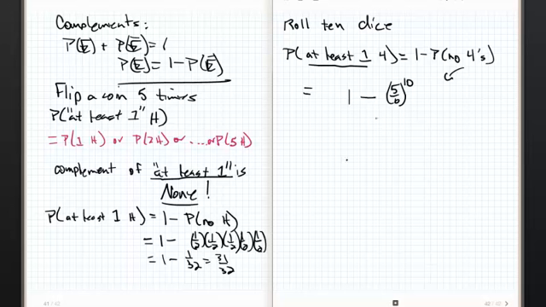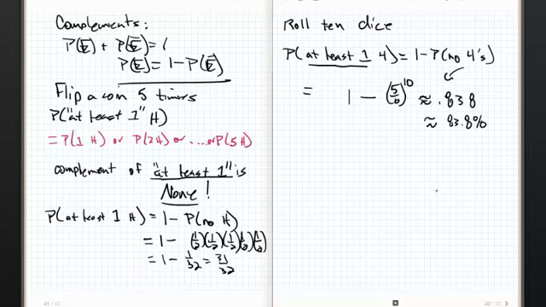All right, now I would need a calculator to figure out exactly what that is, and I just happen to have a handy-dandy calculator. Hopefully you're patient with me. So I'm going to go 1 minus, open parenthesis, 5 divided by 6, close parenthesis, to the 10th, and I get point... This is equal to 0.838, or approximately equal to 83.8%. This is approximate, by the way.